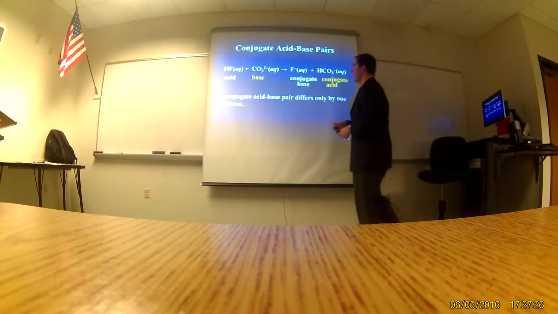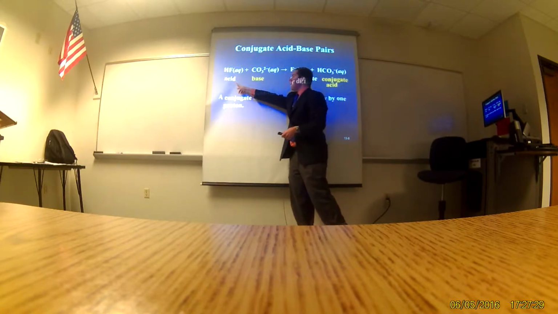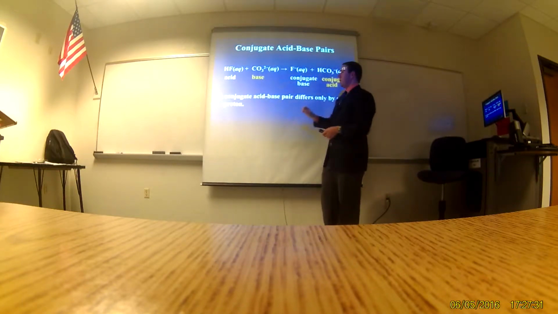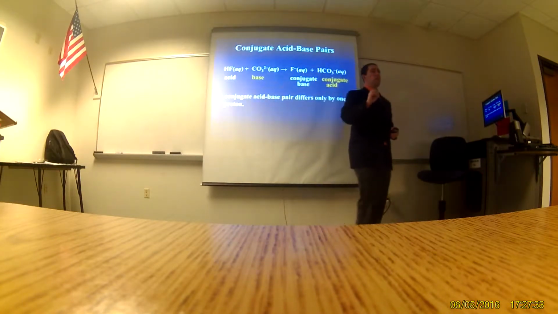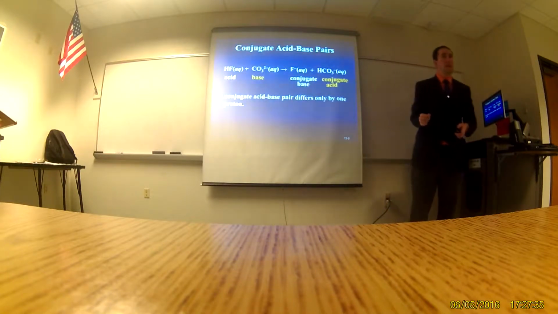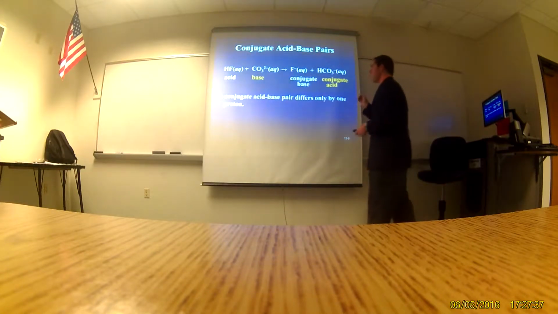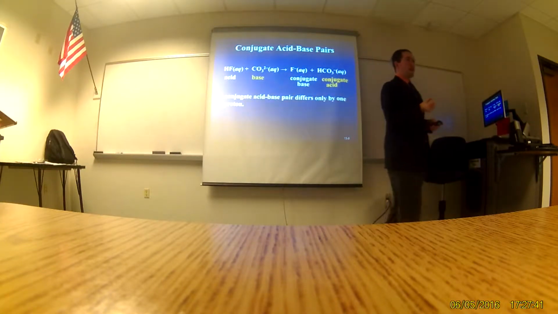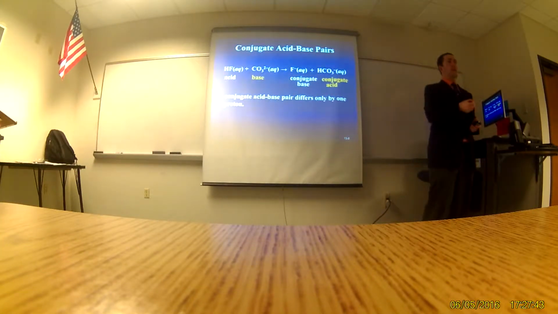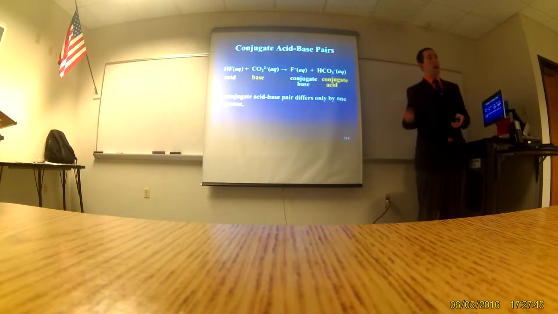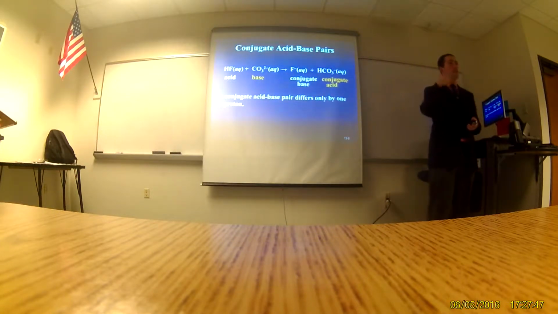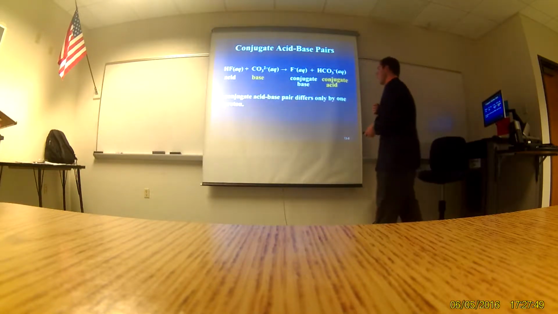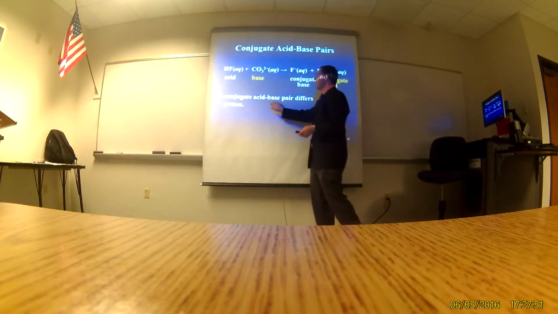Conjugate acid and base pair only differs by one proton. When we say proton, we mean H plus ion. An H plus ion is just a proton when you think about it. It was a hydrogen atom which had one proton and one electron. If it has a positive charge, that means it lost its electron. So all that's left is a proton.